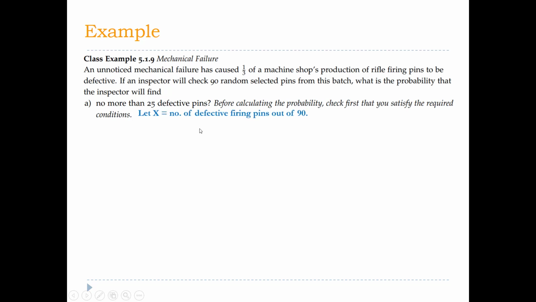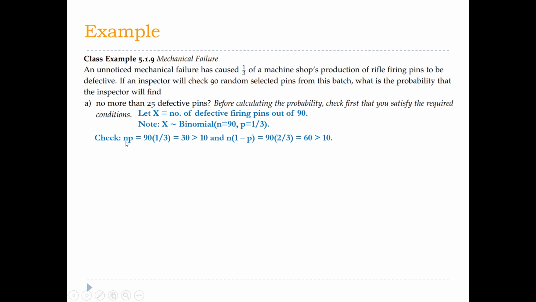So first, note that if I let x be the number of defective firing pins out of 90, note each firing pin can either be defective or not. So it's a Bernoulli trial. The chance it's defective is 1/3. It's always going to be 1/3. And then you repeat this 90 times. And so we know that x is binomially distributed, and the parameters are n equals 90 and p is 1/3. So now I'm going to check if I can approximate this with the normal approximation.